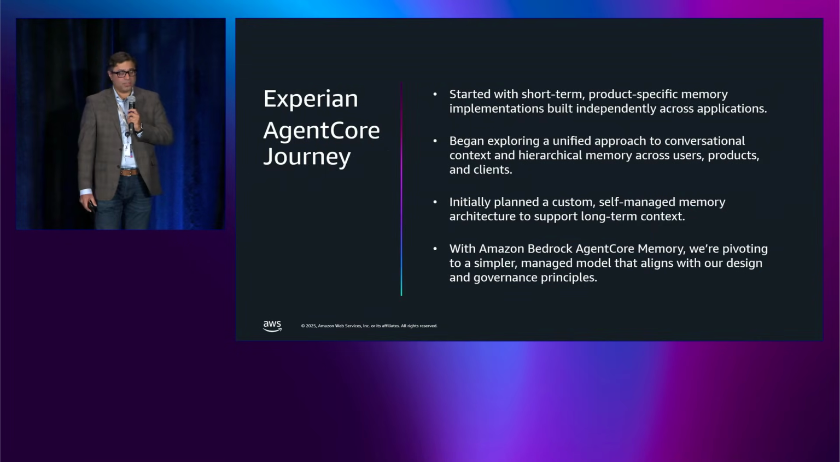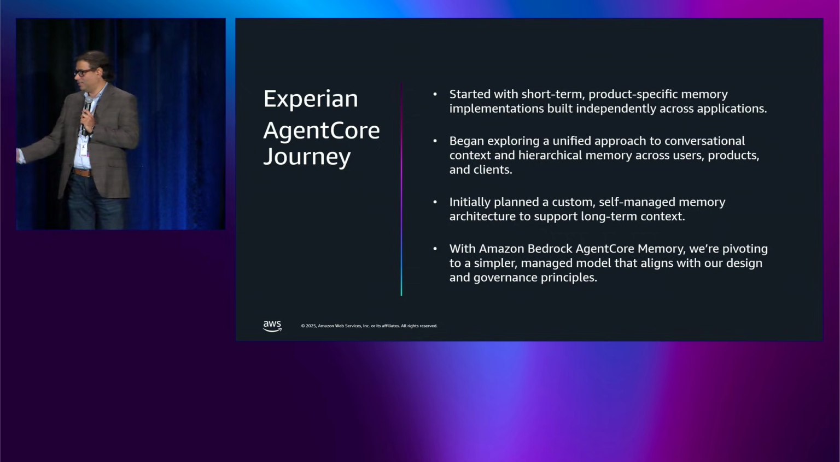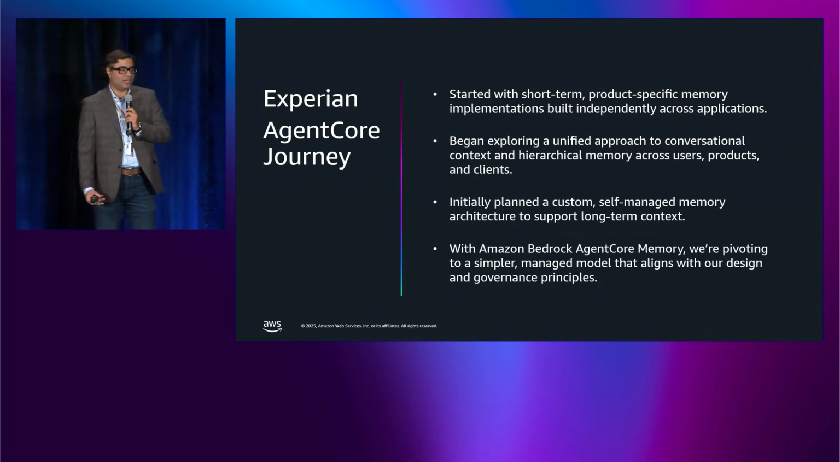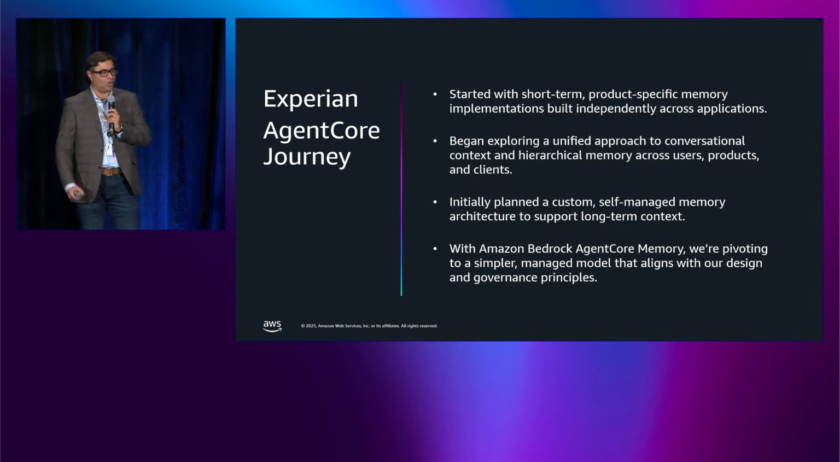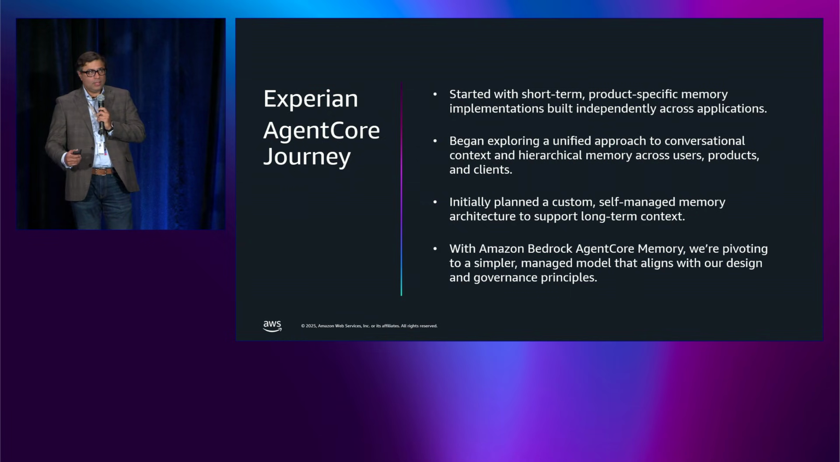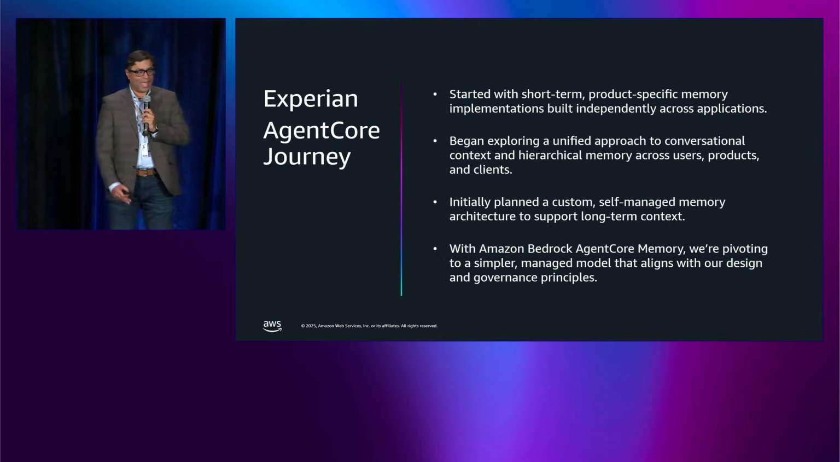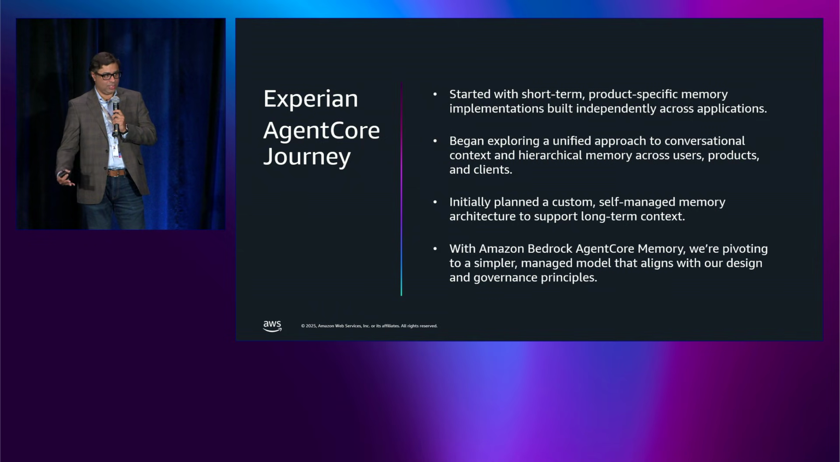Now let's talk about the Experian AgentCore journey. As you heard from Mani and Jay, we started our journey with short-term, very product-specific memory implementations. And very quickly, we realized that's not the way to go. We changed to a unified approach, with more conversational context and moving towards long-term. What AgentCore has also brought us is rethinking our roadmaps in terms of Amazon Bedrock AgentCore memory, moving to more time to value, simpler journeys, and pivoting our roadmap towards that. We'll talk in subsequent slides about how we are doing that.